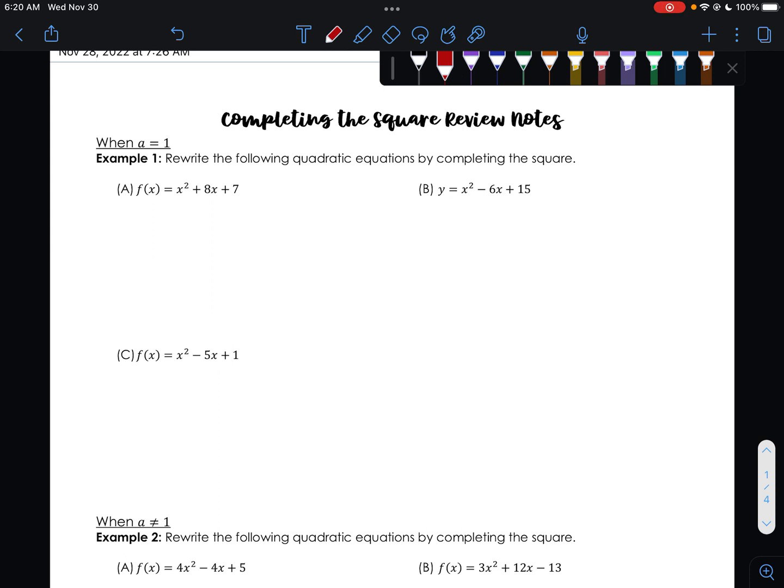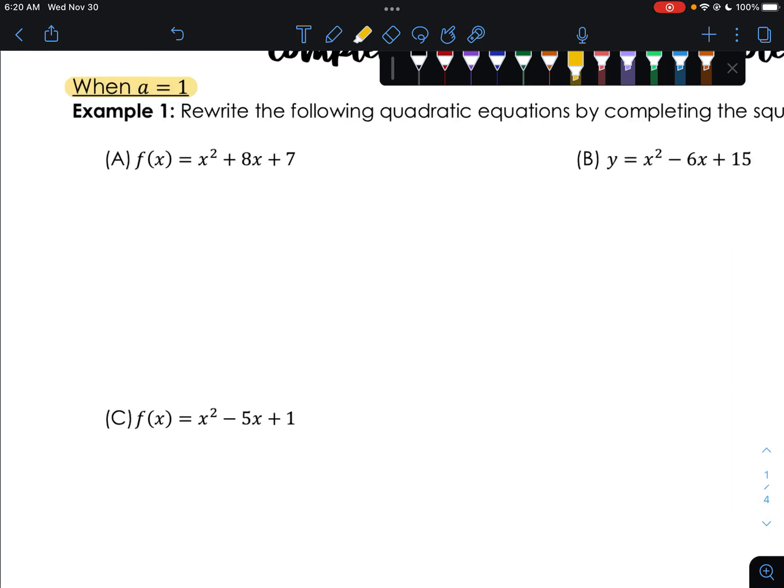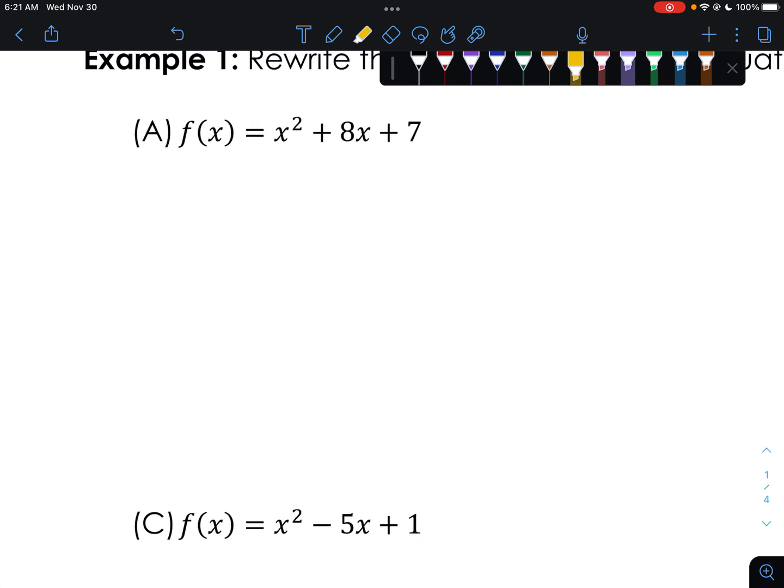First off, we're going to start when a equals 1. That means in front of the x squared there's only going to be a 1. Okay, so we're going to basically rewrite this into vertex form.